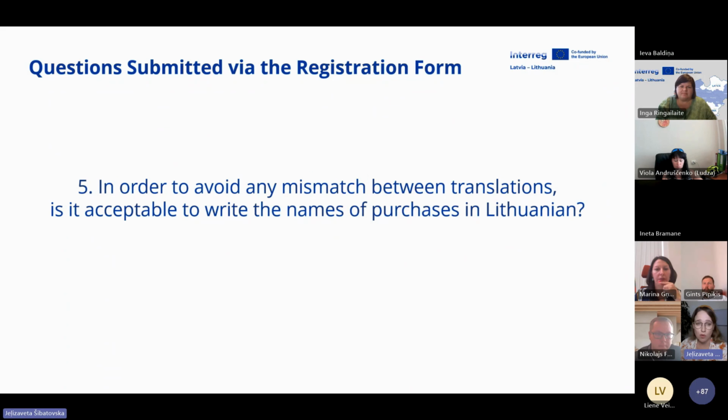Next one. In order to avoid any mismatch between translations, is it acceptable to write the names of purchases in Lithuanian? All names shall be in English, all information in the report shall be in English, but the attachments will be in national languages.